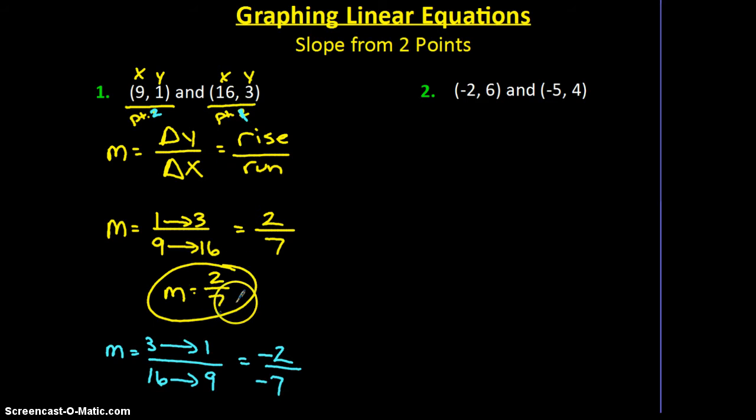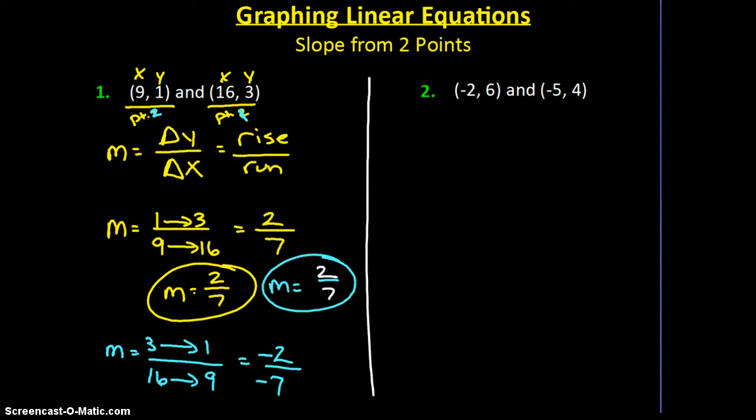Now, with slope, we want to reduce or simplify this fraction. And we know it is improper to have two negatives in the same fraction, which means a negative divided by a negative is a positive 2/7 again. So you can go in reverse, and that will still get you the same solution. Okay, so here's the next one.